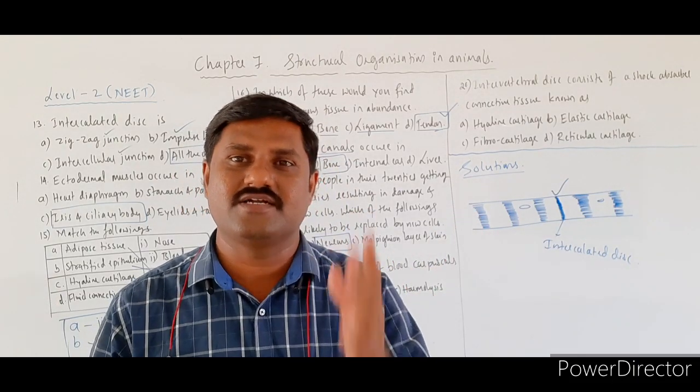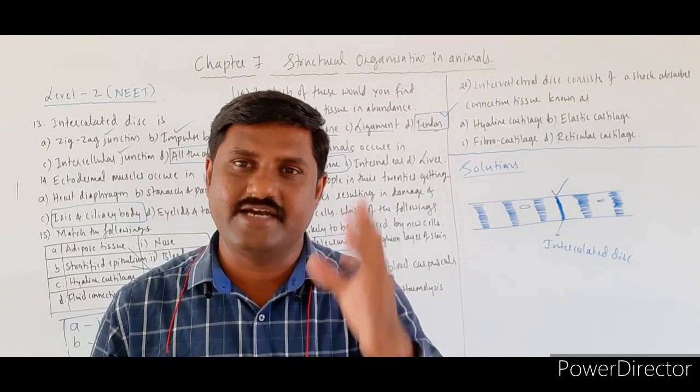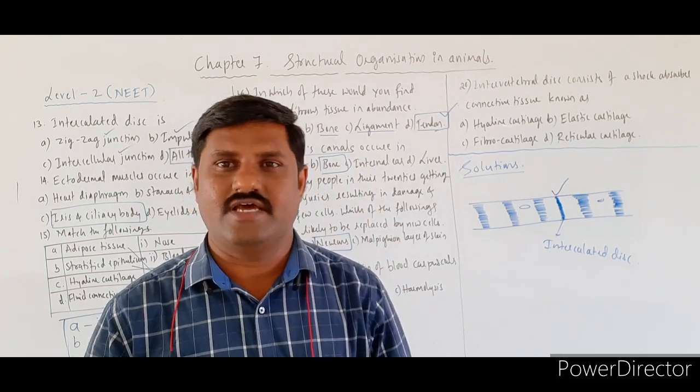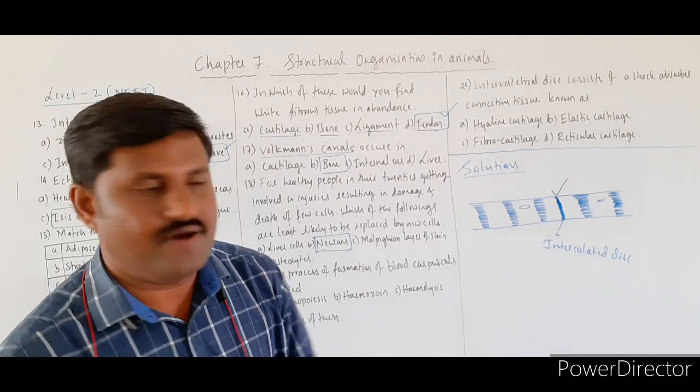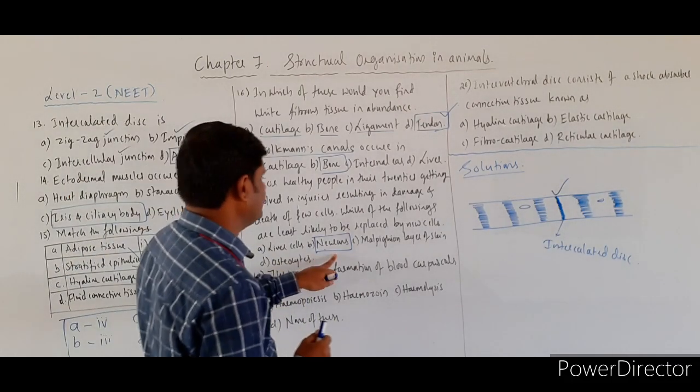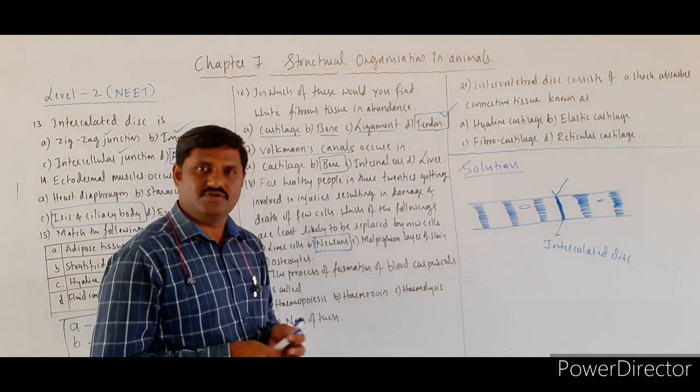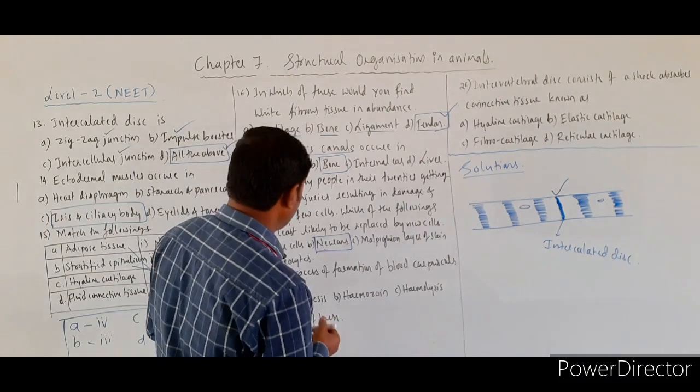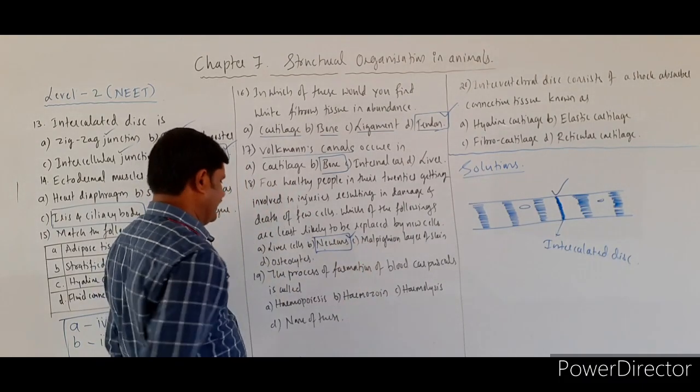I have already said this answer. The centrosome is totally absent over here. That is why neurons do not have the capacity to divide themselves. So the answer is neurons. Next one.